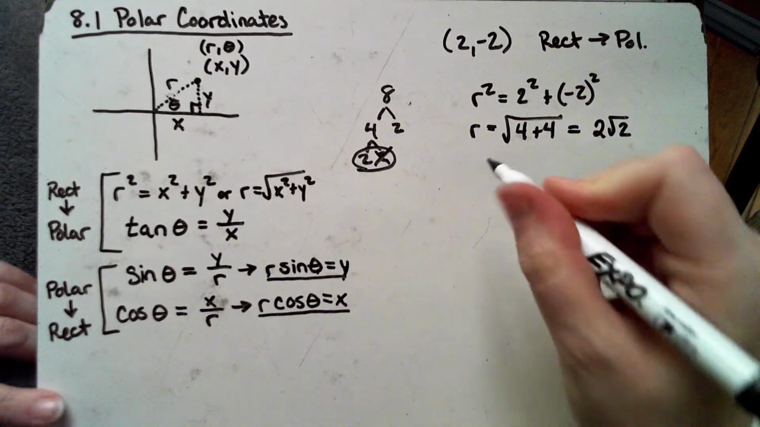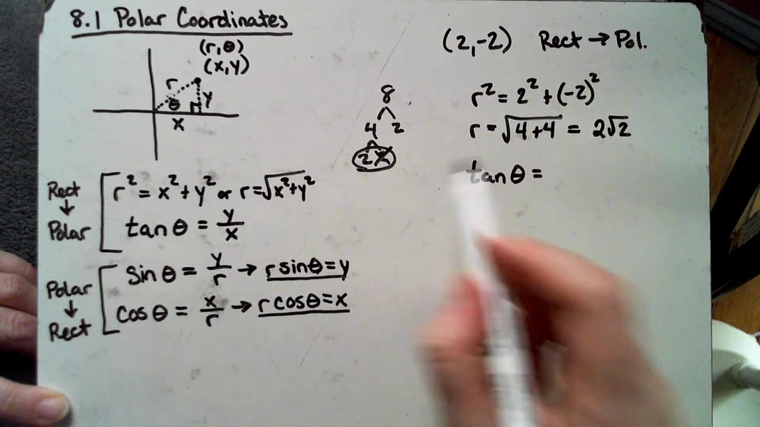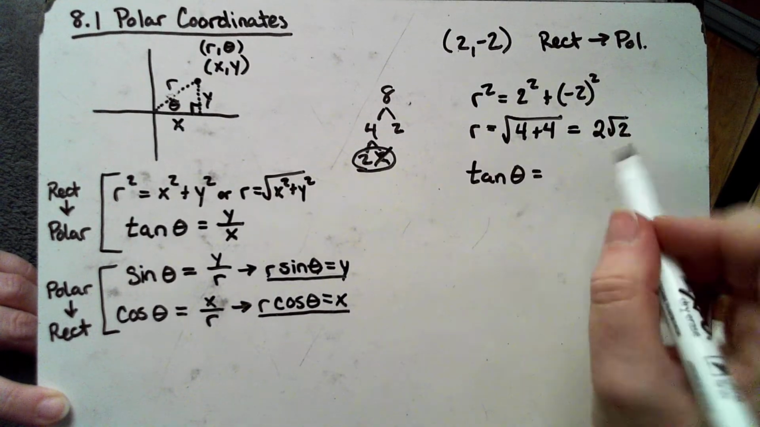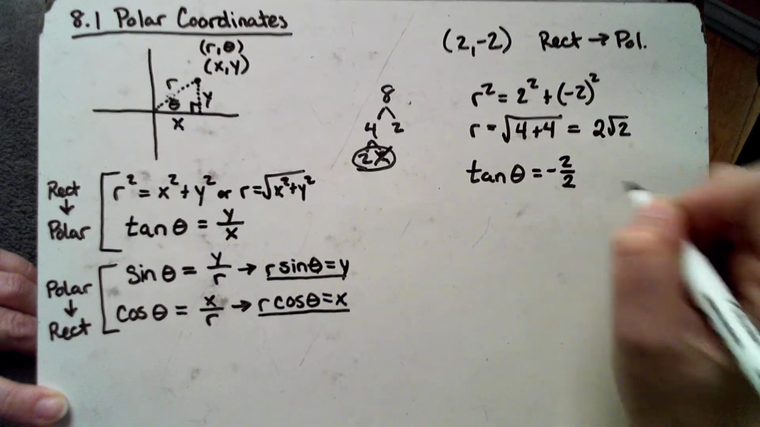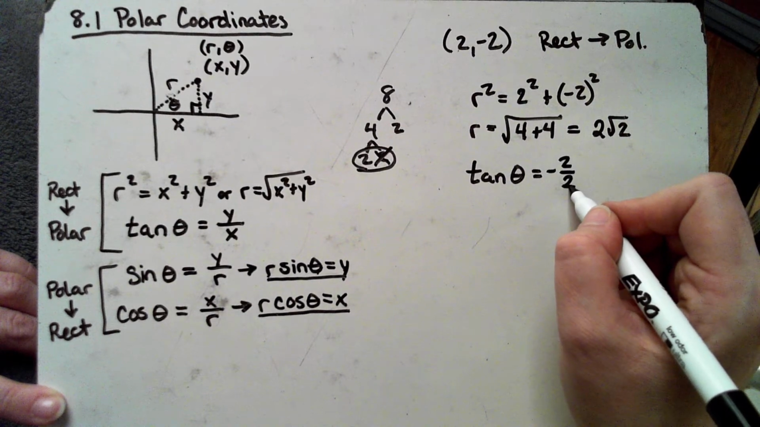Now for my theta, I'm going to write tangent theta equals, and remember, tangent is y over x. So negative 2 over 2. So tangent theta is negative 1.